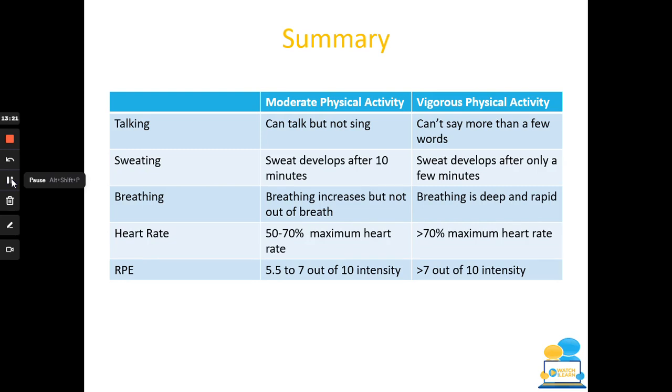So here's our summary slide on the indicators of physical activity, the intensity of how hard we're working when we're physically active. So if we are asked in examination as to what would indicate that we are at a moderate level of physical activity, we could say that we are able to talk but not sing, that we are at 50 to 70% of maximum heart rate, or that our breathing rate increases but we're not out of breath. So we have these indicators that we can use.